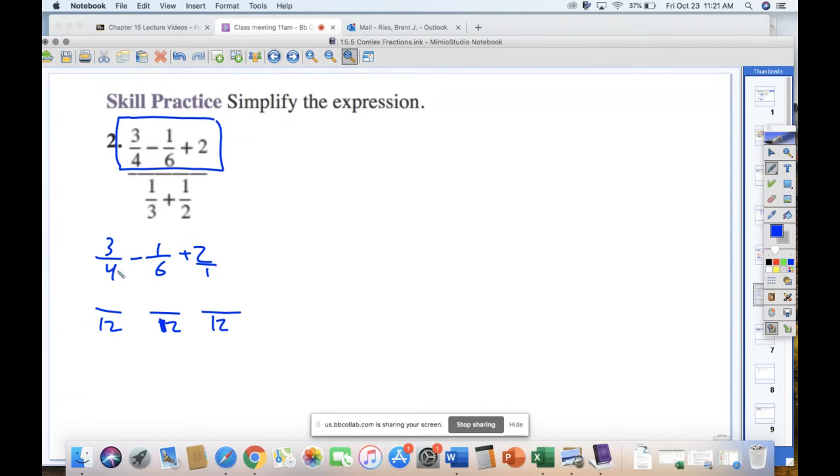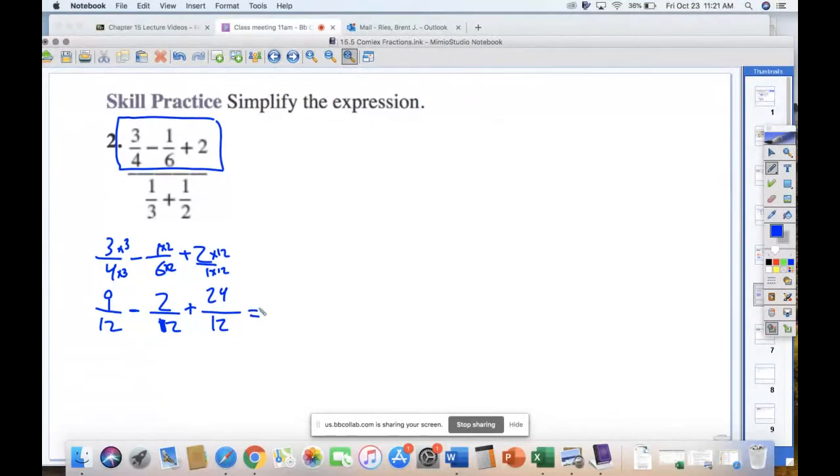How did I go from 4 to 12? Well, I took it times 3, so I better take the numerator times 3. 3 times 3 is 9. Keep that minus sign. Don't lose it. How did I go from 6 to 12? Well, times 2. I better take the numerator times 2. 1 times 2 is 2. 1 to 12 would be times 12, so I better take the top times 12. 2 times 12 is 24, and make sure we keep that plus sign.